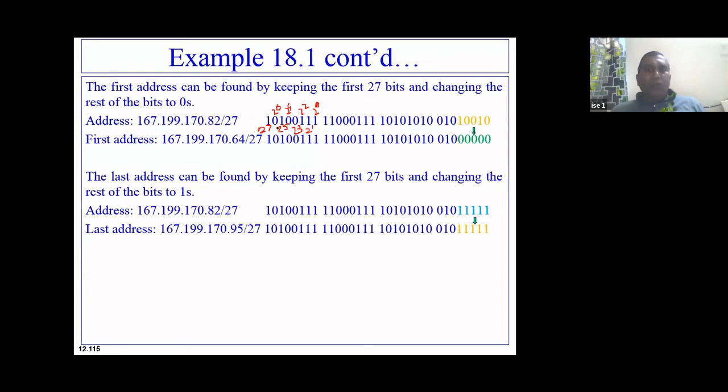128 plus 32, how much? It is 160. 160 plus 7, 167. So convert it into binary. Like this, 199, convert it into binary. 170, convert it into binary. 82, convert it into binary. The entire thing. Then, first 27 bits.